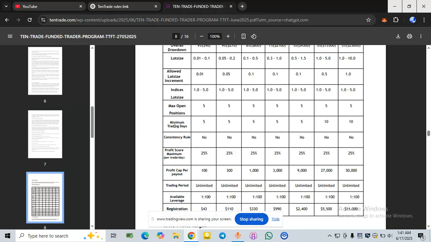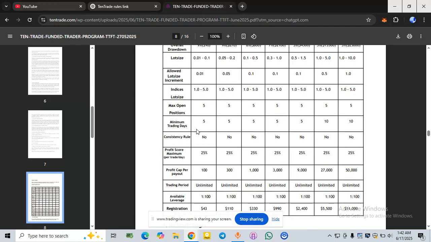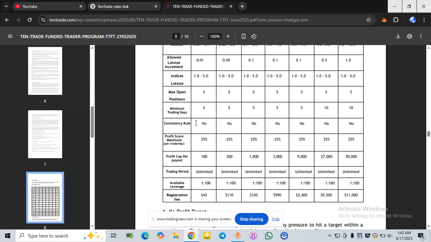Now the minimum amount of days you need to trade after making your 10% for you to request for payouts is 5 days, which is still kind of standard anyways. Now the consistency rule, as you can see over here, has been scrapped from every single account. From the 1k to the 500k, there's no longer a consistency rule.